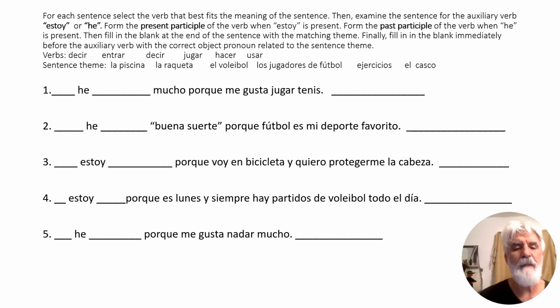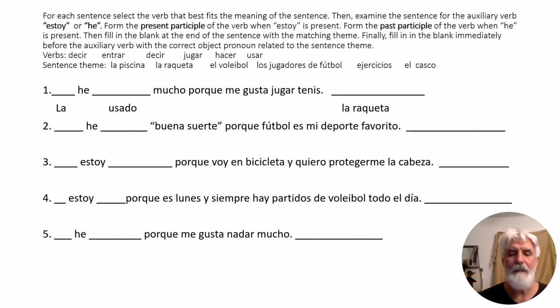They always go immediately before the conjugated verb. So you're going to put all your pronouns before the conjugated verb, before either the he or estoy in each sentence. So let's go do it. The object pronoun that stands for racket, the it, would be la. And let's go and do it. So it becomes: La he usado mucho porque me gusta jugar tenis.